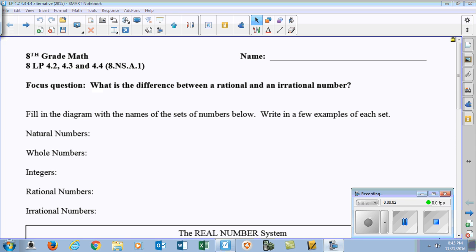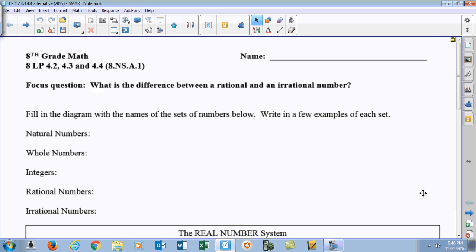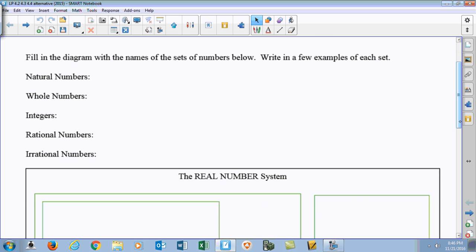All right, everybody. We're gonna break this lesson up into two parts because it's so lengthy. So this is part one of the video, and we are getting into rational and irrational numbers. Fill in the diagram with the names and sets of numbers below. Write in a few examples of each set. So we're going to talk about these numbers first before we fill in the diagram below.